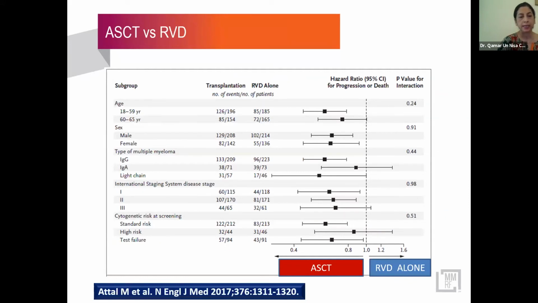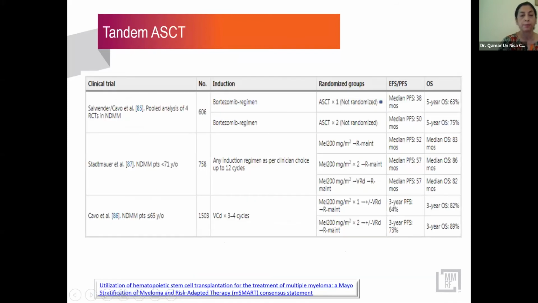this is the data from the IFM study, and we see that the advantage in terms of the progression-free survival could be seen across all groups in terms of age, in terms of the type of multiple myeloma, the ISS stage, or the cytogenetic risk stage, all favoring autologous stem cell transplant.